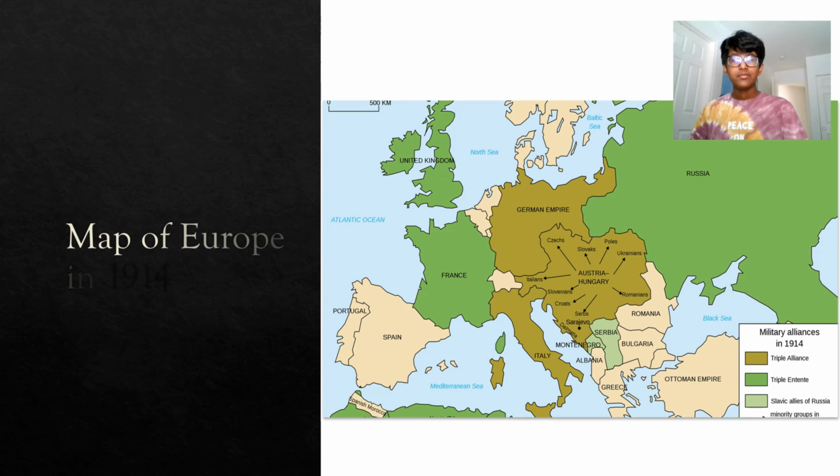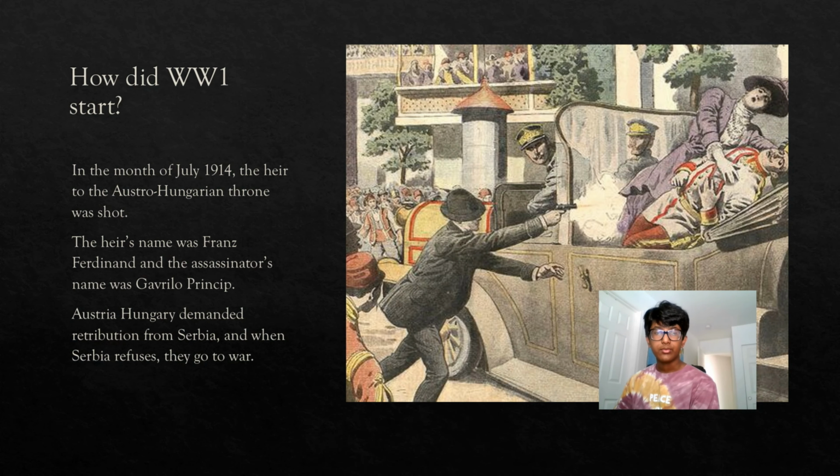So here's a map of Europe in 1914. So here's France, UK, and Russia. And then there's Germany, Austria, Hungary, and Italy. These nations are major for the war, and we'll get into that later. So how did World War I start?